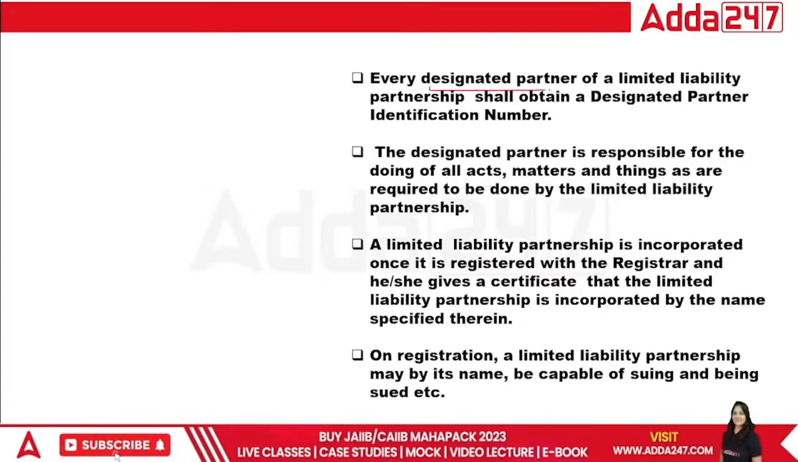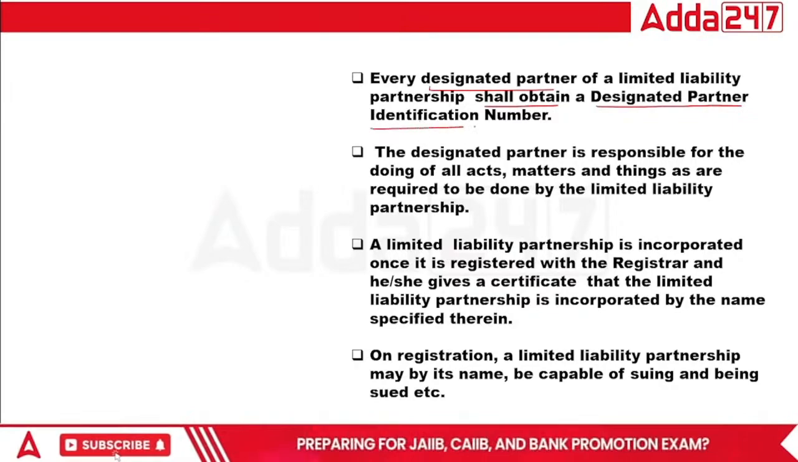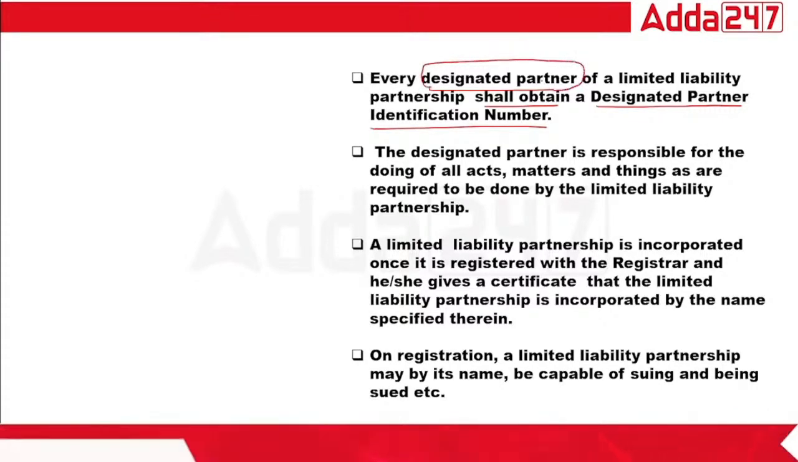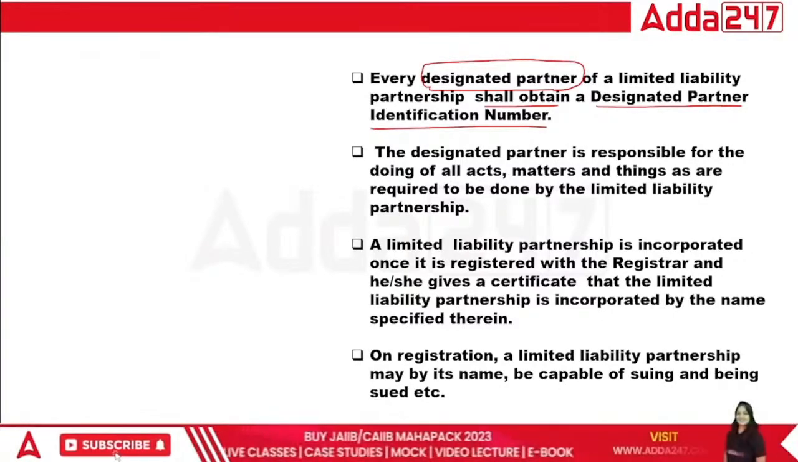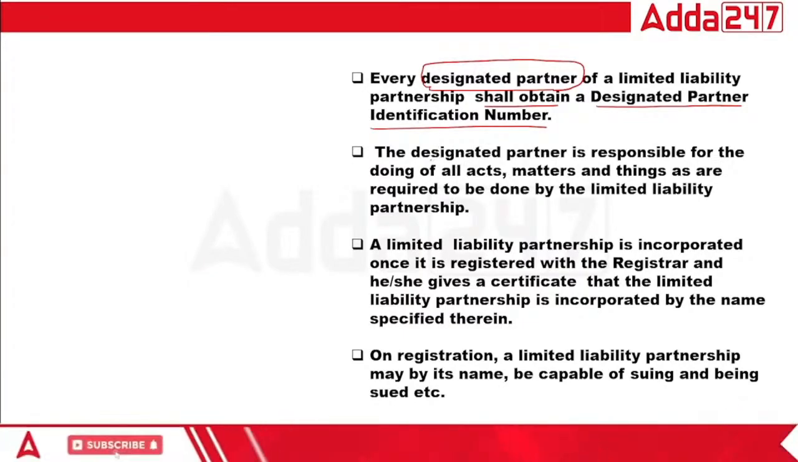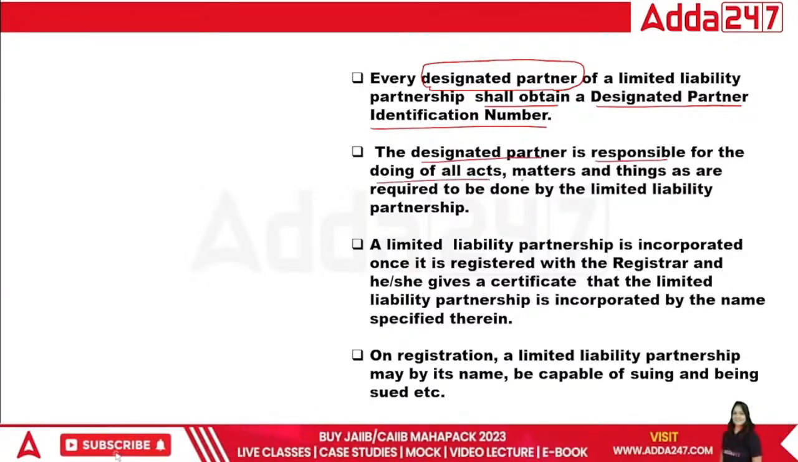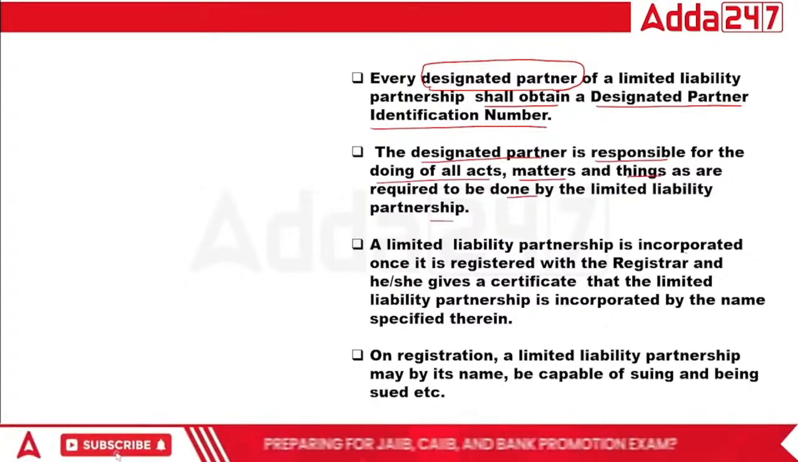Every designated partner of a LLP shall obtain designated partner identification number just like the director. Just like, class, the director, because in the company we have read that the director also needs a director identification number. So same thing will be applied to the designated partner. The designated partner is responsible for all the doing of act, matter, things that is required to be done by the LLP. The LLP is incorporated once it is registered with the registrar.